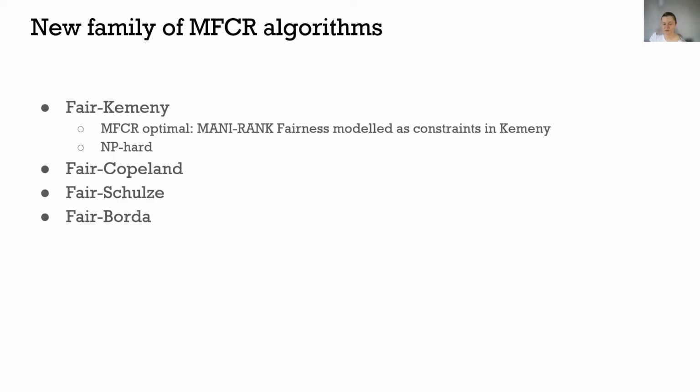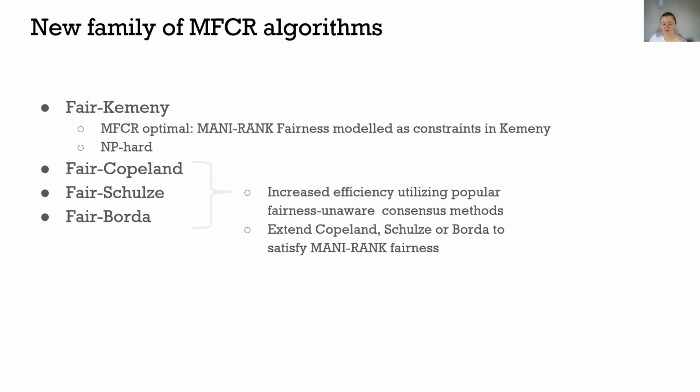We designed a new family of algorithms specifically for solving the MFCR problem, the first of which is Fair Kemeny, which formulates many-rank fairness on the Kemeny integer optimization problem. However, regular Kemeny without considering fairness is an NP-hard problem. Thus, we designed additional algorithms to increase efficiency by utilizing popular fairness-unaware consensus methods. That is, we extend the Copeland, Schulze, and Borda consensus ranking methods to satisfy the many-rank fairness criteria.